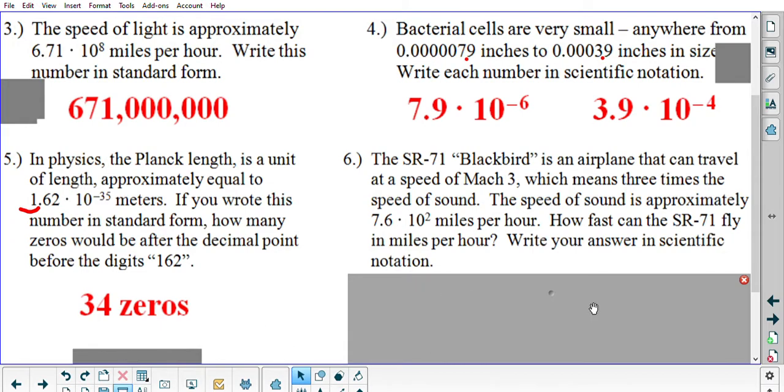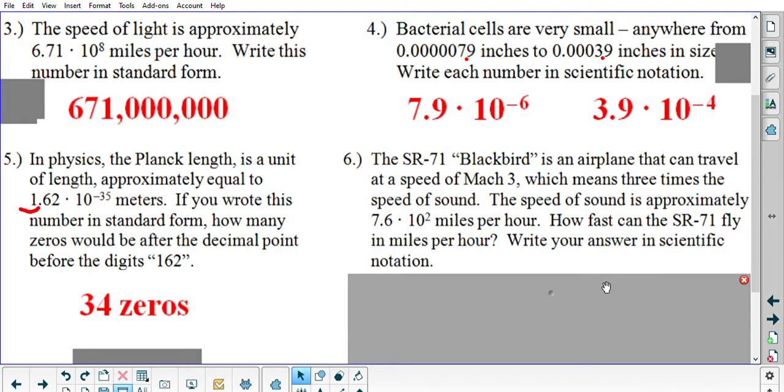All right, problem number 6. This one's my favorite because it's actually on a topic that I find fascinating. The SR-71 Blackbird is an actual airplane. You can look it up, history people, that can travel at a speed of Mach 3. Now, what does that mean? Which means 3 times the speed of sound.